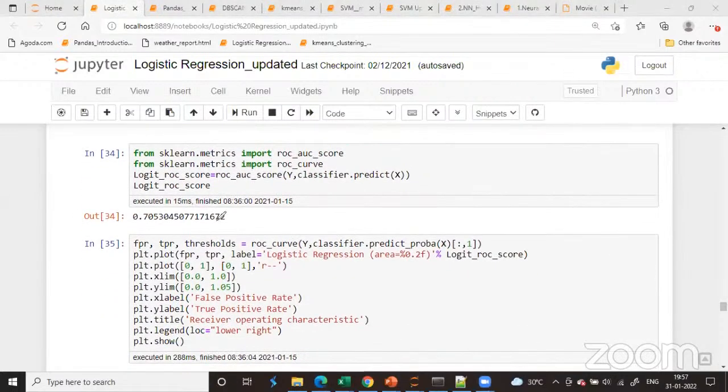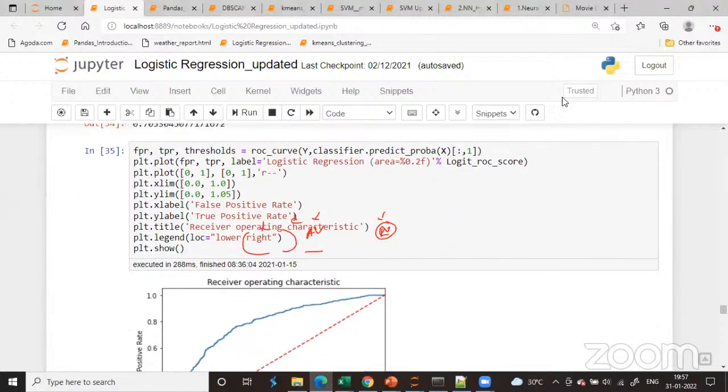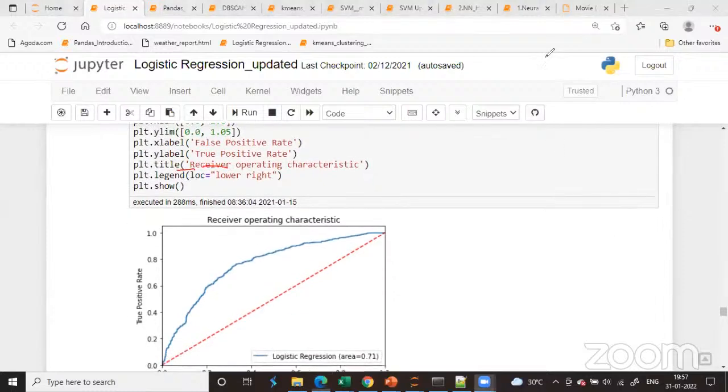Now, how can you plot it? Simply apply your roc_curve with your actual values and your predicted probability values for your positive class. Then plot your false positive rate values and true positive rate values. This is your ROC curve. This is our ROC curve for our logistic regression model.